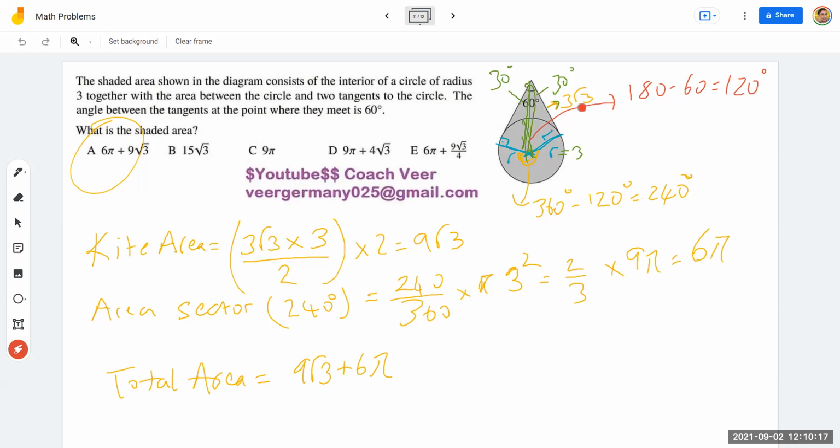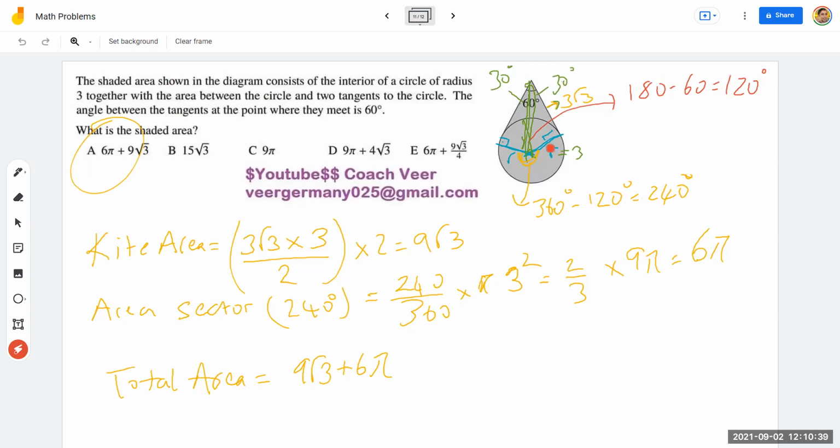So this is 3 root 3. And the area of this triangle is, since this is 90 degrees, 3 times 3 root 3 divided by 2. This is the area of one triangle, but the kite is formed from two triangles, so times 2. If we simplify, these twos cancel out, so 9√3.